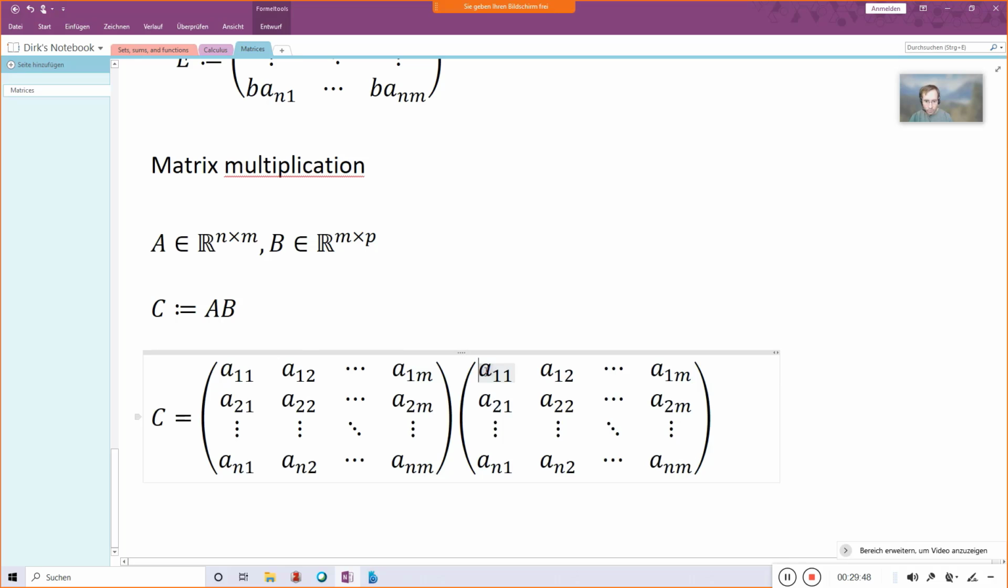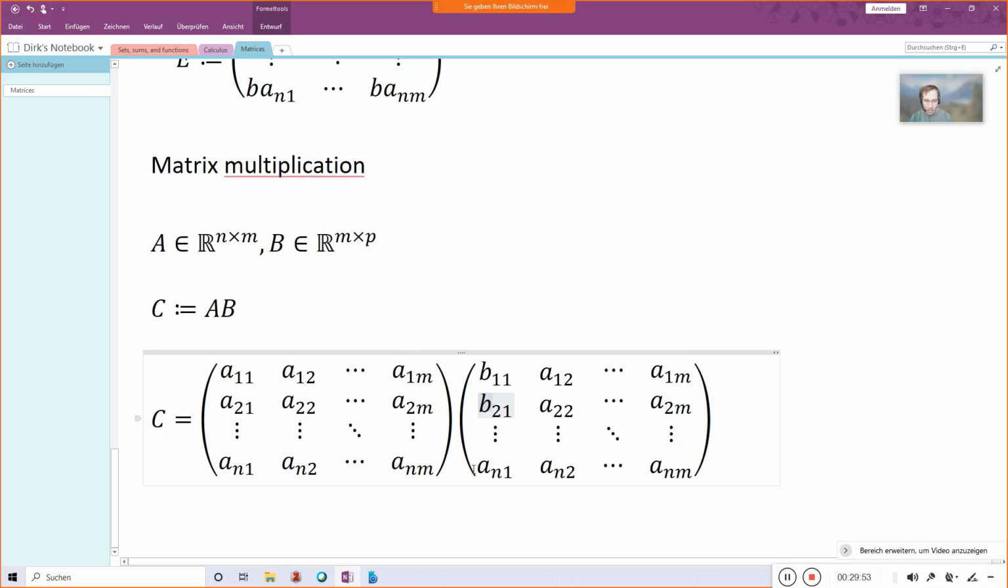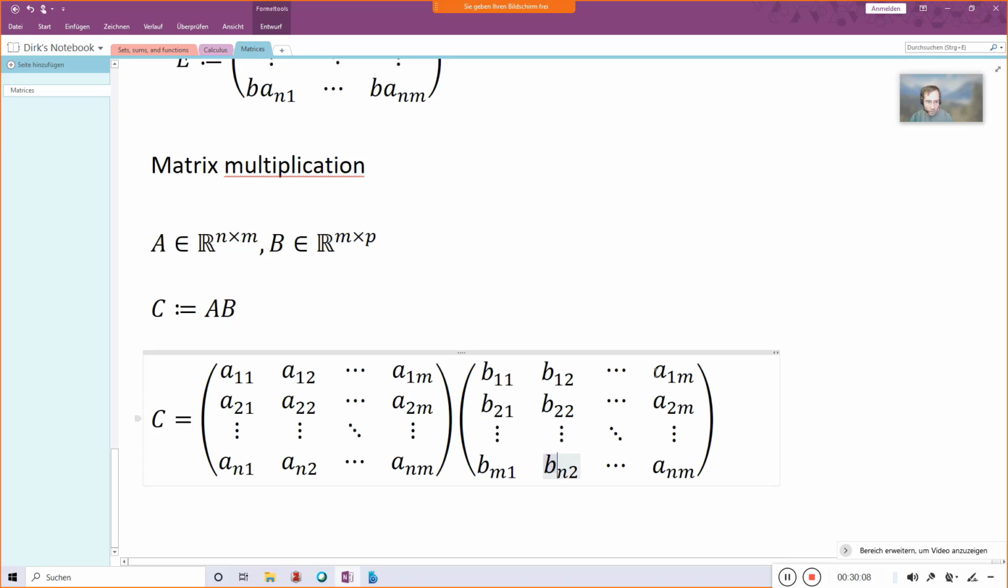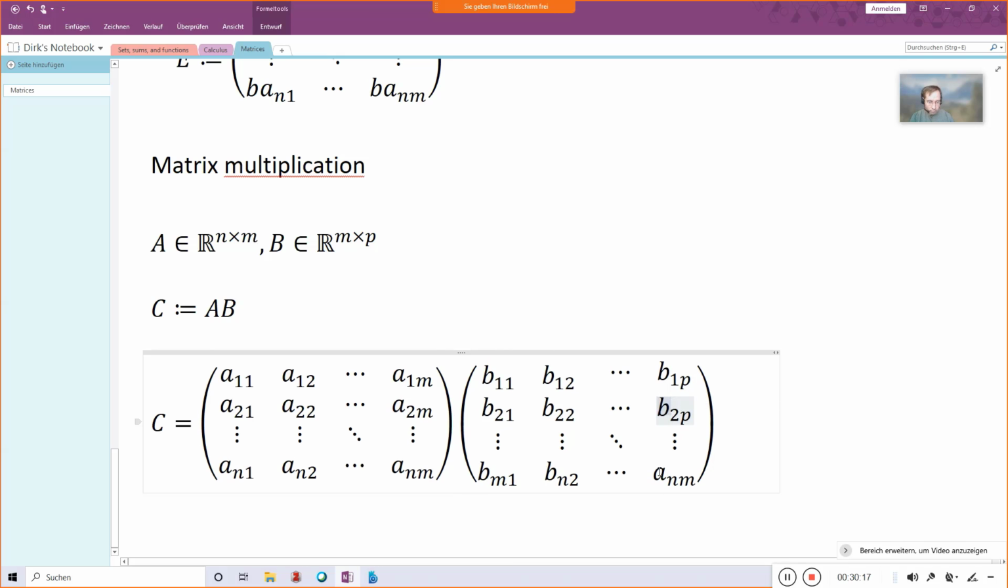The elements of this matrix are of course B. And this matrix has m rows, so it's m times p, and p columns, so this is of course still the same. But here we go up to p. So our right lower corner element is BMP.